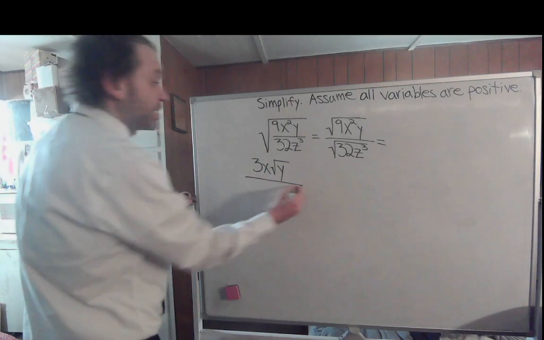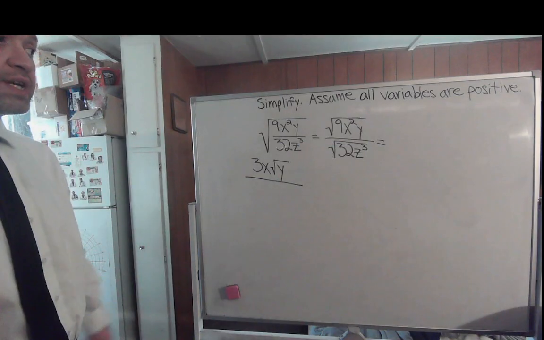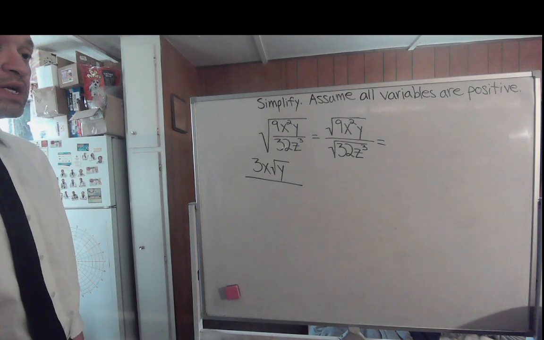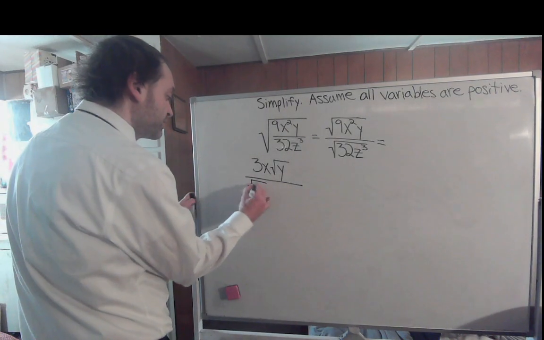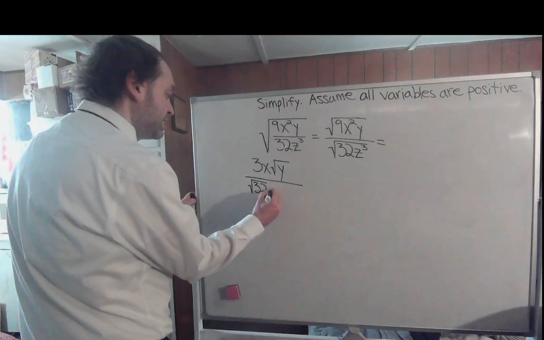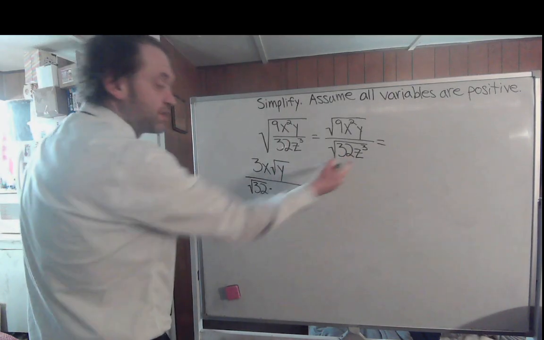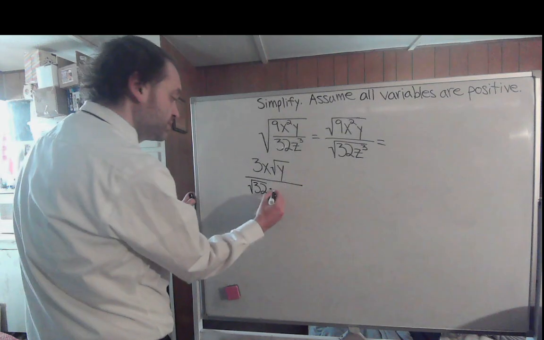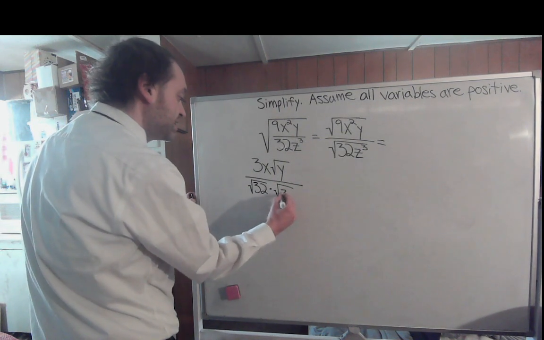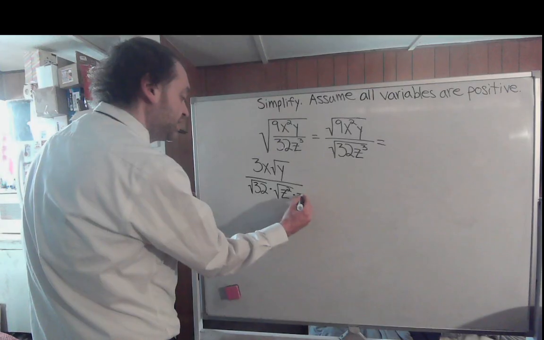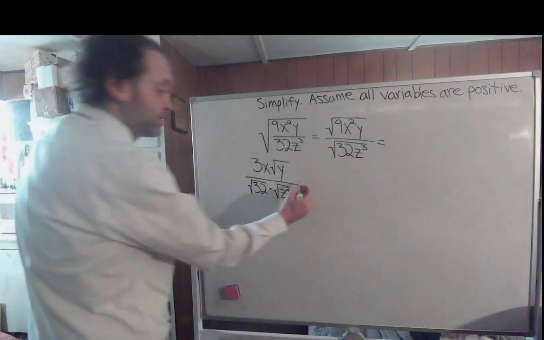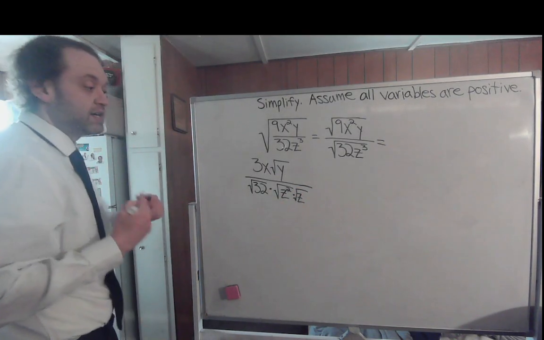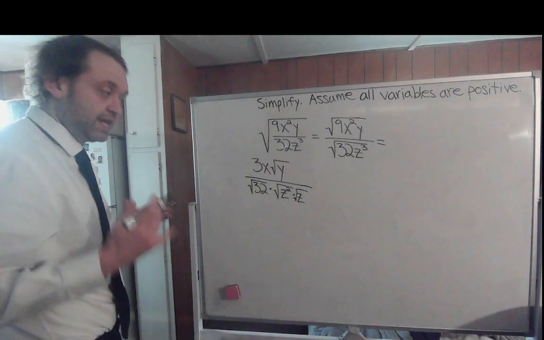Now, here's where it gets fun. Square root of 32. In fact, let's split this up. We'll have the square root of 32 times, now z to the third. Couldn't we do the square root of z to the second times the square root of z? We sure could, because that would give you the square root of z to the third. I'm trying to make as many perfect squares as I can.